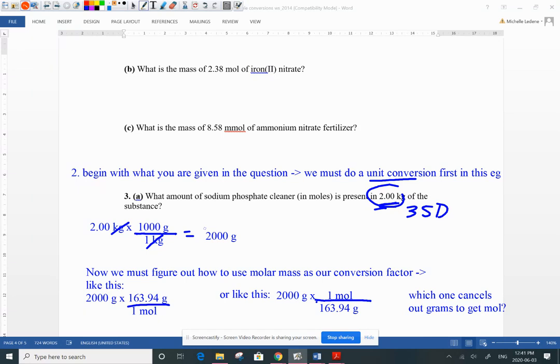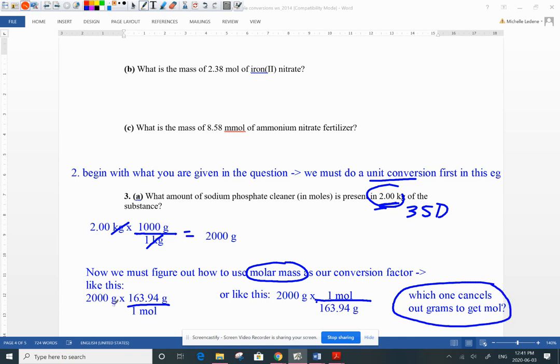Now, how are we going to use our molar mass? We just figured out it's 163.94. Which one are we going to use? Does it look like this? Grams times grams over moles? Or does it look like this? Grams times moles over grams? Which one are we able to use to cancel out grams to get moles?